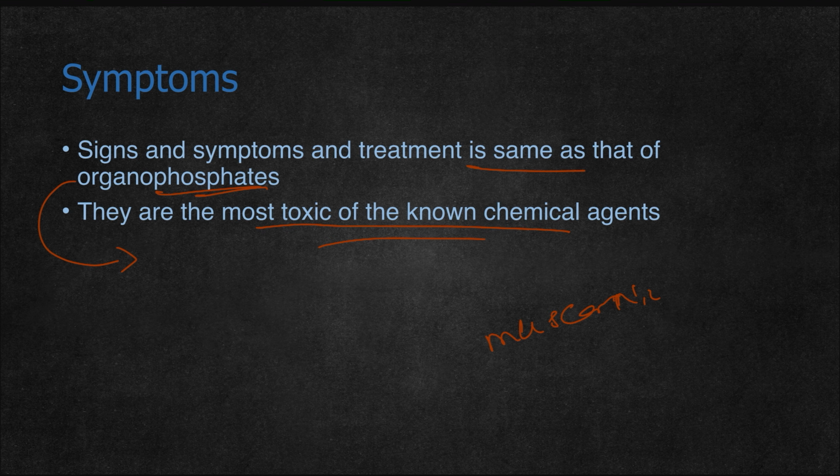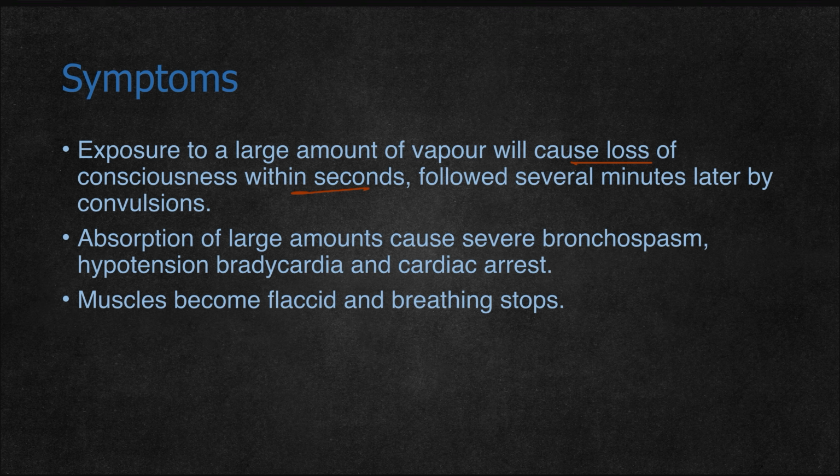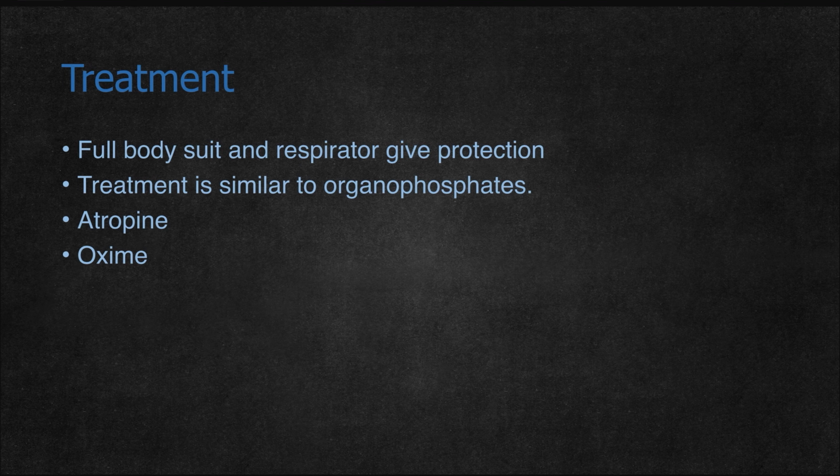Exposure to a large amount of vapors may cause loss of consciousness within seconds, followed several minutes later by convulsions. Absorption of a large amount causes severe bronchospasm, hypotension, bradycardia, and cardiac arrest. Muscles become flaccid and breathing stops when the person consumes a large dose. Treatment: a full body suit and respirator give protection against these gases, and treatment is again similar to organophosphorus. Atropine is the treatment of choice. Oxime is also helpful.